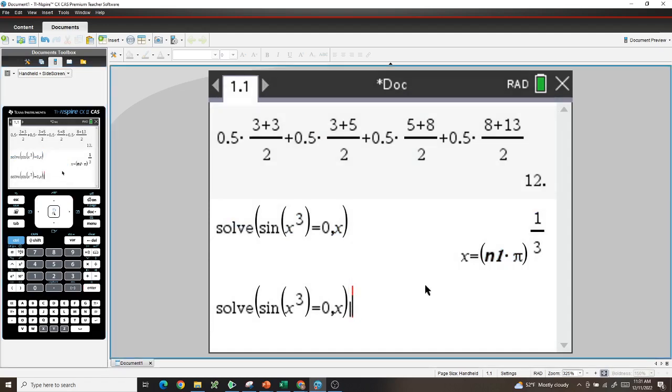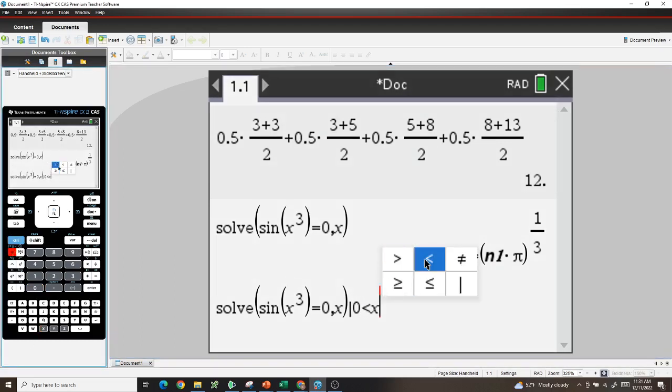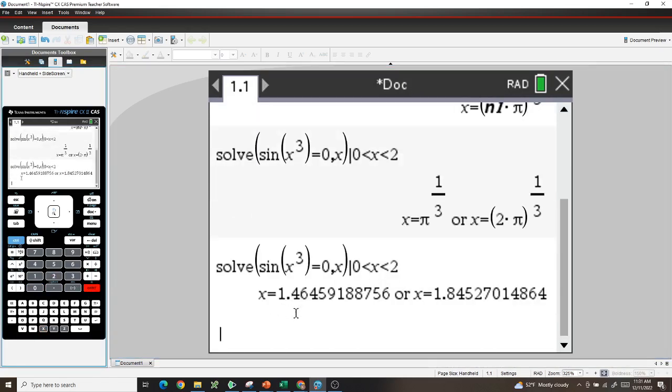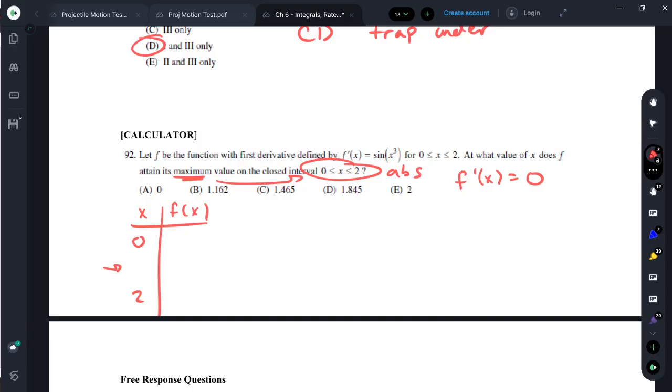And the interval they gave us was from 0 to 2. You don't need to include the endpoints here, so you can just use less than, because we don't need to worry about endpoints. They're already going to be included in our table. So this gives us 1.4645 and 1.8453. So I'm going to hop back over to our paper and put those in here: 1.4645 and 1.8453.